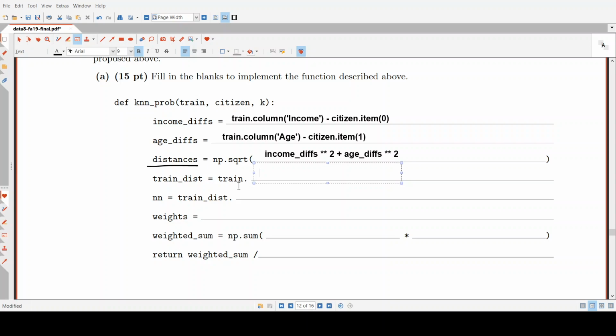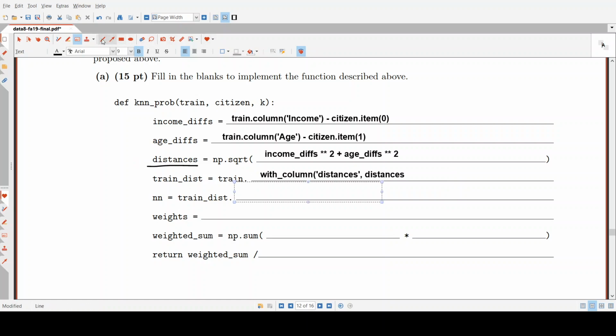So now we want to do train dist. It starts out by giving us this table train, and what it wants us to do is add all these distances to our train table. The function to add a new column to a table is train.with_column. The first argument is the name, so let's just call this distances. The second argument is what we feed in, so we're going to use distances, because that's the name right here. Okay. So NN stands for nearest neighbors.